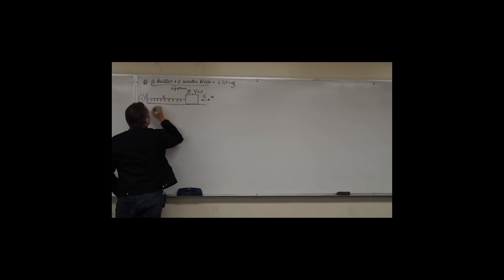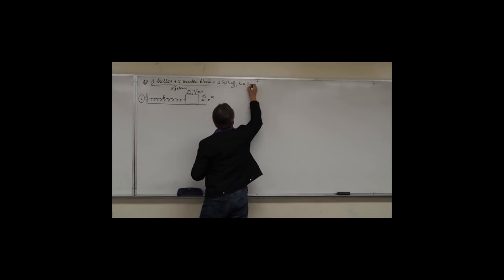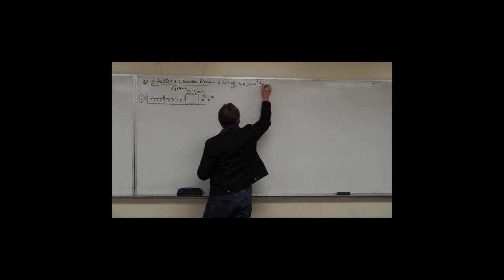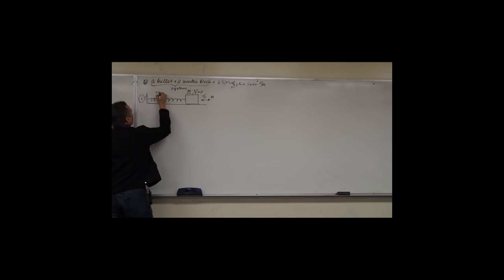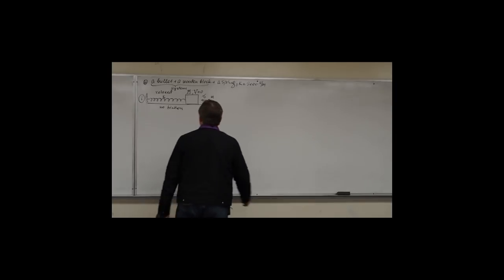Now, the spring constant, of course, is given. Let me write down what the spring constant is. The spring constant is 2000 newtons per meter. And in this initial situation, of course, the spring is relaxed. And on this surface, we don't have any friction between the block and the floor.